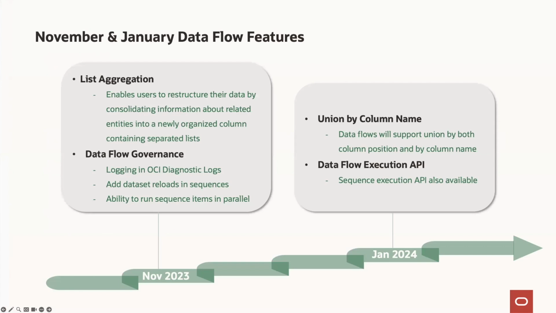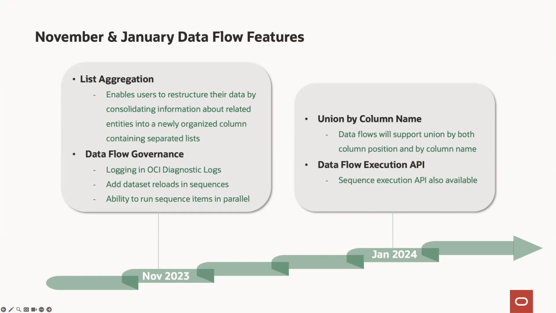So this slide touches on the data flow related features that were released in November, and then also the features that will come with the January 2024 update. To start, in November, we have list aggregation. At a high level, list aggregation is a feature that allows users to aggregate their data so that they're able to consolidate information about related entities into a new organized column. And in the next slide, I'll have an example of how list aggregation works with a real use case.